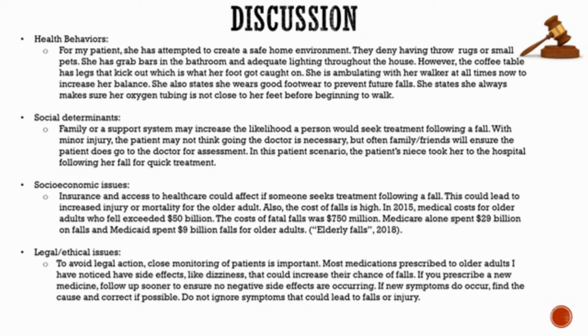Social determinants are important because if you have a family or support system, they are more likely to make you seek treatment after a fall. Socioeconomic issues are important. Insurance and access to healthcare could impact a person's ability to seek treatment. And you can see there the expenses of falls is very outrageous.